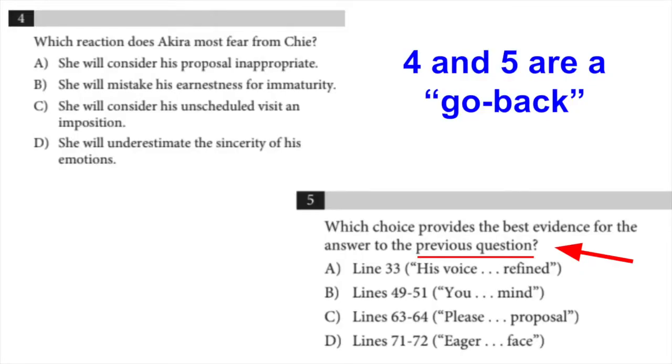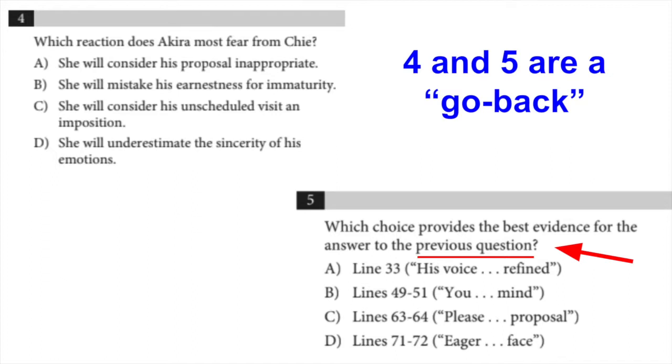Well, this screenshot shows two questions. One asks the reader to answer a comprehension question from an SAT passage. The second question asks the test taker to provide the evidence from the text that will support their answer to the previous question. It's important to see how question 4 and 5 work together and how question 5 demands that the test taker go back to the text and look back at question 4. That's why we call it a go back.